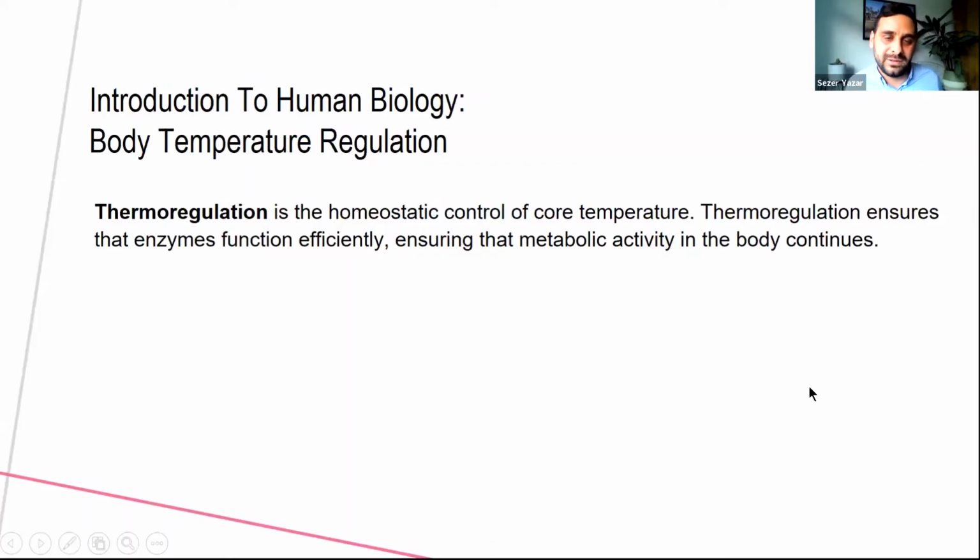Now, thermoregulation or temperature control is the homeostatic control of core body temperature. Now, why is thermoregulation so important? Thermoregulation is important because there are several enzymes in all of the cells of our bodies, and those enzymes are really important in controlling metabolic reactions. Now, metabolic reactions keep us alive, and so it's important that the enzymes are functioning at an optimal temperature, and that temperature is 37 degrees. So we need to maintain that 37-degree core body temperature despite changes in our external environment so that metabolic activity can continue.